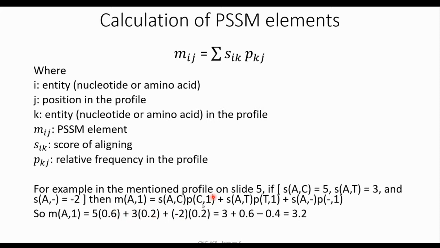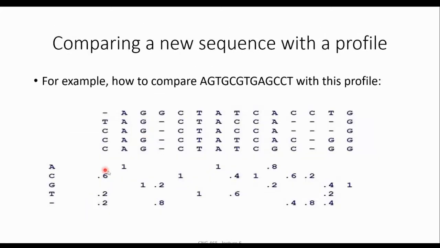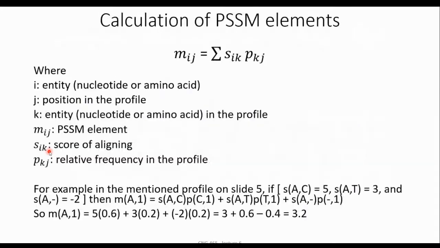And what are these values? The relative frequencies. C1 means that the relative frequency for position 1 for C is 60%. For T, 20%. For the gap, 20%. So 60%, 20%, 20%, and that's the final result. We will practice it again in the weekly assignment. We will try to find out about all the positions. We will practice together.